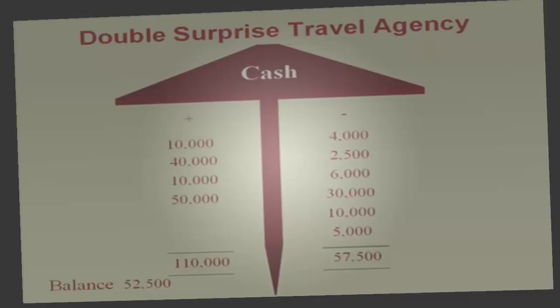Now, what I want you to do is stop this recording and do this for every single T account. Close it and put the balance. Is the final balance on the left or the right? I'll give you a couple of minutes. Stop this exercise and do the plus minuses. Find out the balances for each T account. Stop now. When you're done, restart.